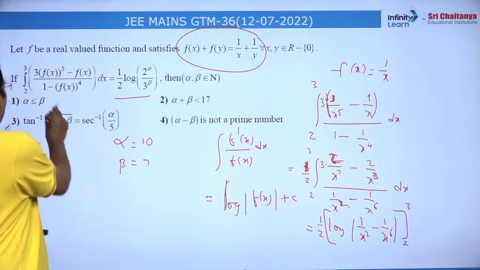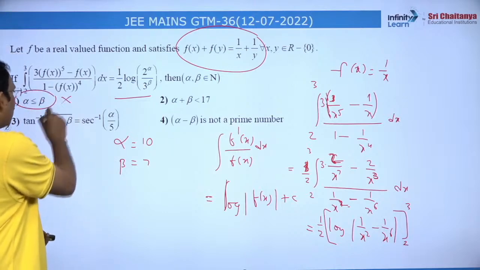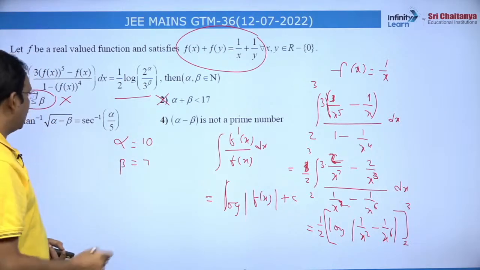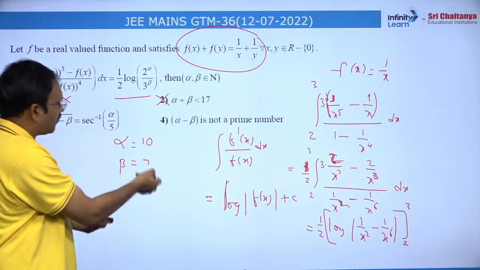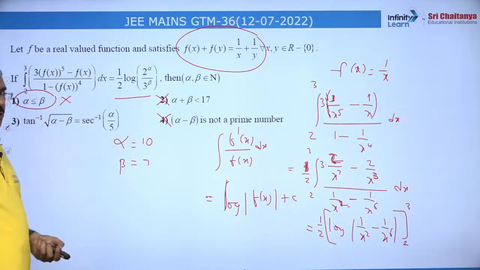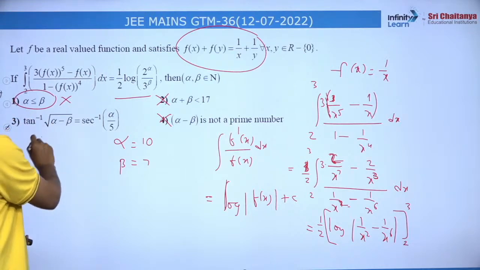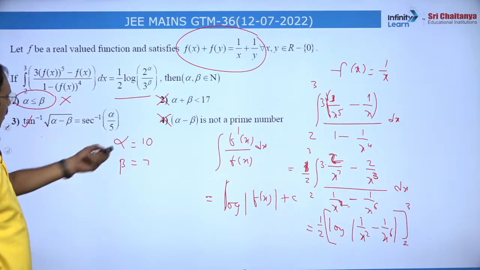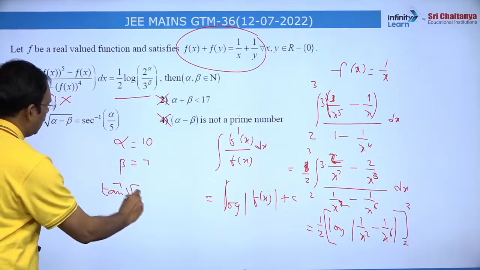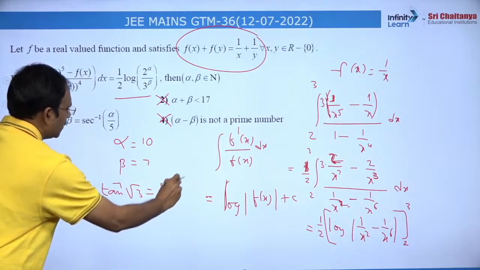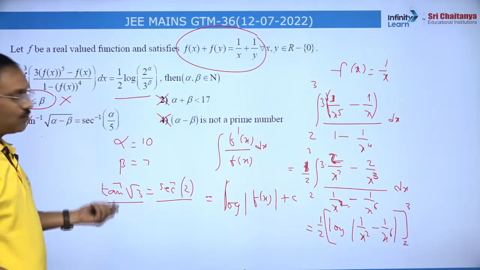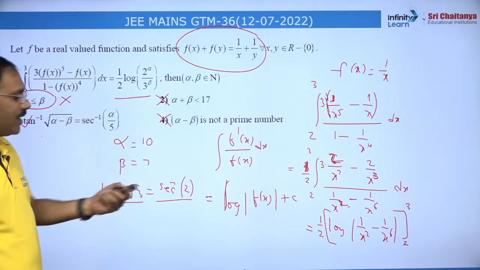So, my dear friends, alpha less than or equal to beta is wrong. Alpha plus beta less than 17 is also wrong because it is 17. Alpha minus beta is not a prime is also wrong, because in fact it is a prime. So your answer must be the third option. You can just verify it, my dear friends. Put alpha minus beta as 10 minus 7, this is tan inverse root 3, which is equal to secant inverse of 10 by 5, that is 2. Converting tan inverse root 3 into secant inverse, you can find that it is correct.